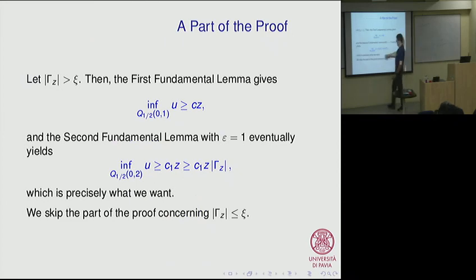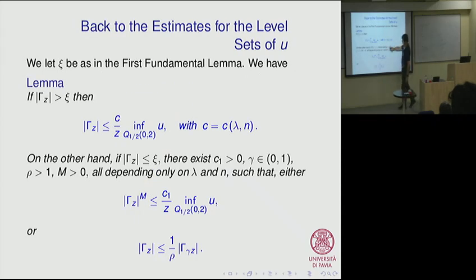So remember that the measure of gamma z, by assumption, is larger than psi. Then you apply the first fundamental lemma, and this will tell you that the infimum of u is bounded below. But if you have a bound below, now you apply the growth lemma, the second fundamental lemma, and you expand it. And the expansion will tell you exactly what you need, which is precisely this result here. So you see, the first one is a very straightforward, very direct consequence of the two fundamental lemmas. Now it remains to prove the other part. As I said, I'm not going to talk about it.